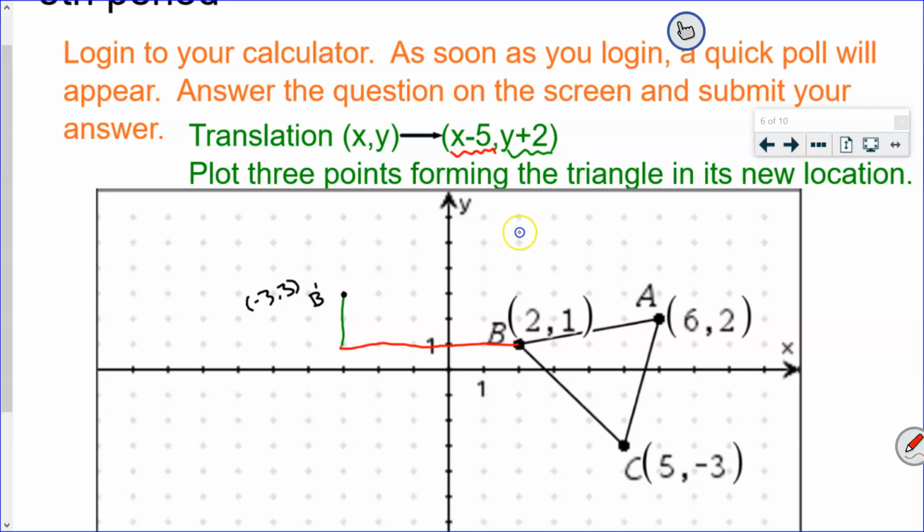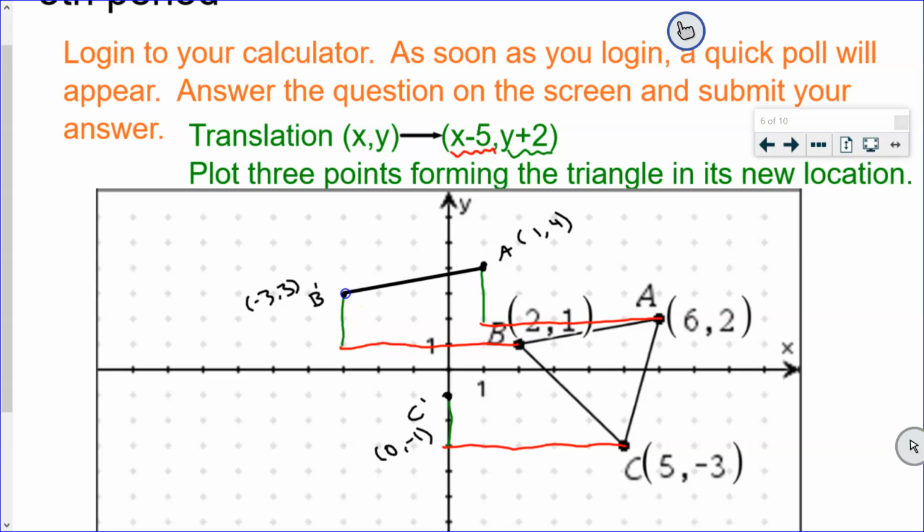A. Again, we go 5 to the left, so 1, 2, 3, 4, 5, and 2 up. So A prime is now in this position with coordinates 1, comma 1, 2, 3, 4. And C follows that same pattern. We go to the left 5, 1, 2, 3, 4, 5, and we go up 2, making this the new position of point C or C prime. And the coordinates there are over 0, down 1, 0, comma, negative 1.